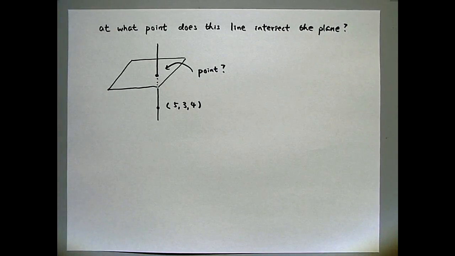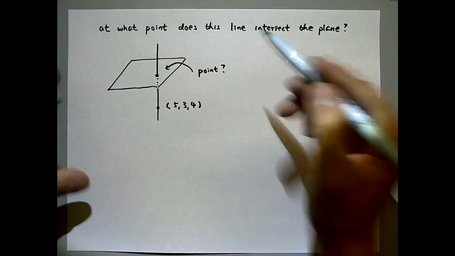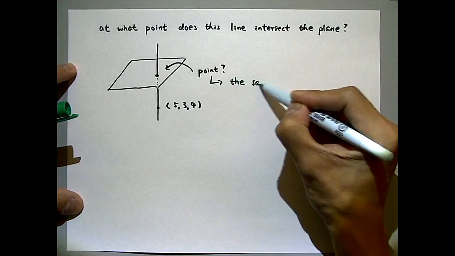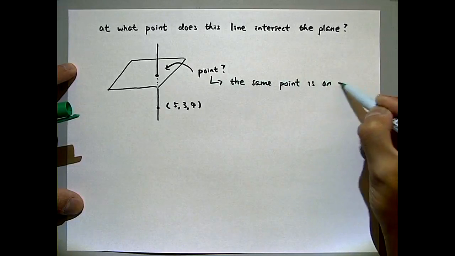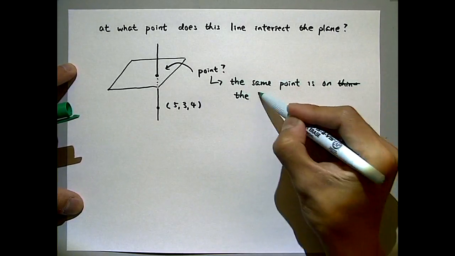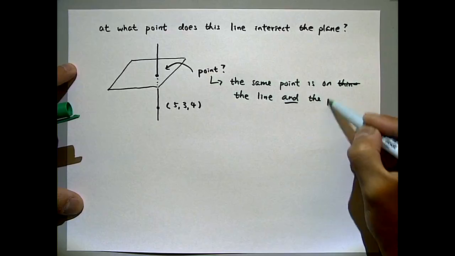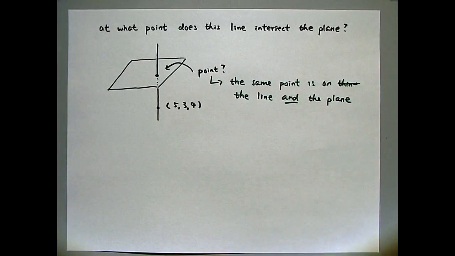Okay, so what do you think? How do we find this point right here? Let me hear from somebody on this side. Come on. All right. Okay, guy in the back, what you got? I can hear you. Good. So notice at this point, the key thing here is at this point the same point is on the line and the plane. Right? The line and plane will have, in general, different points on themselves, but at this specific point, they have the same x, y, and z value.